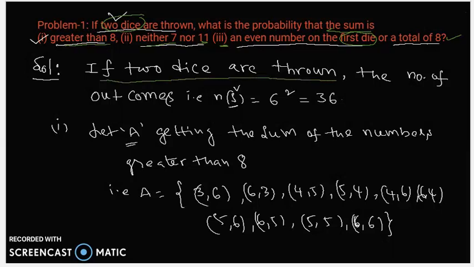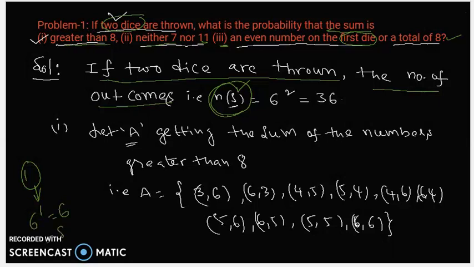If two dice are thrown, the number of outcomes, meaning possibilities, is n of s. What is the meaning of n of s? Cardinal number of s, the sample space. So n of s is equal to 6 square. If one die is thrown, the number of outcomes or the number of possibilities are 6 power 1 is equal to 6.